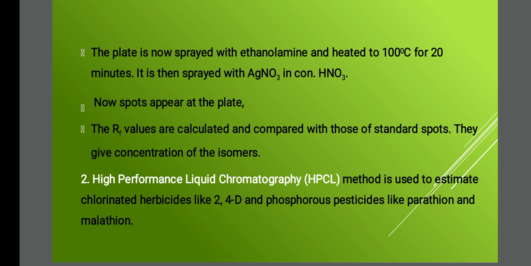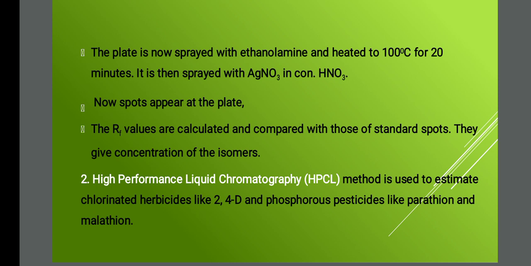So you take the sample, dissolve it in benzene, then spread it over a glass plate which is already coated with silica gel. Now you dip the plate in a solvent containing 20% chloroform and 80% cyclohexane, and the solvent will move to a certain distance. After that you remove the plate from the solvent and dry it. After drying, you spray it with ethanolamine.